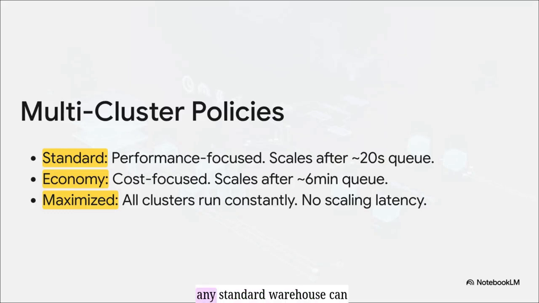And finally, any standard warehouse can be configured for multi-cluster to handle concurrency. This isn't a separate type, it's a scaling configuration. The scaling policy is what dictates its behavior. The standard policy is all about performance. It adds a new cluster very quickly when queries start to queue up. The economy policy, on the other hand, prioritizes cost. It'll wait about 6 minutes before scaling out, which means it tolerates some queuing to save credits. And for total predictability, maximized mode just runs all of your configured clusters continuously.